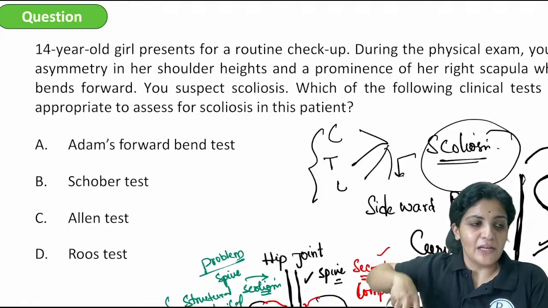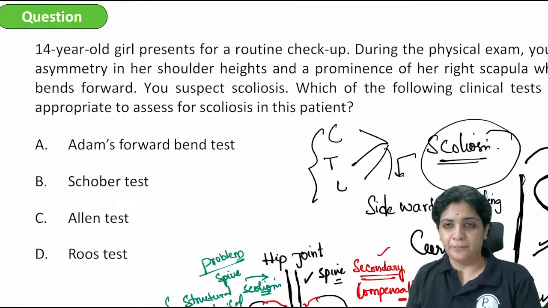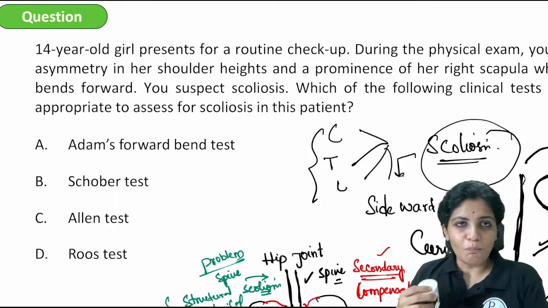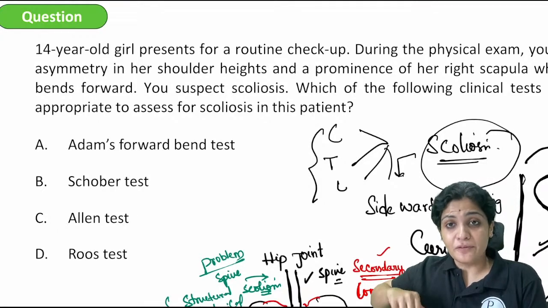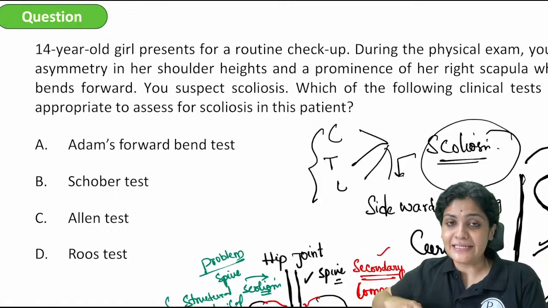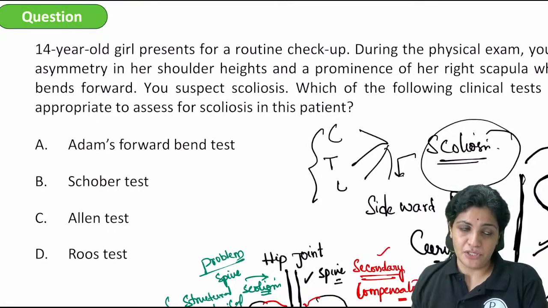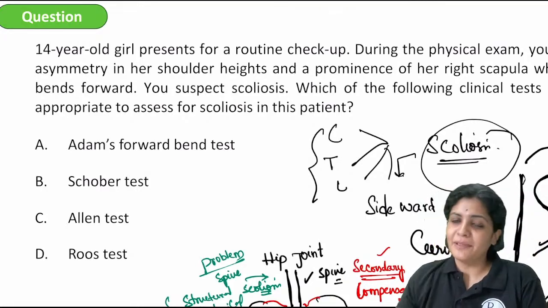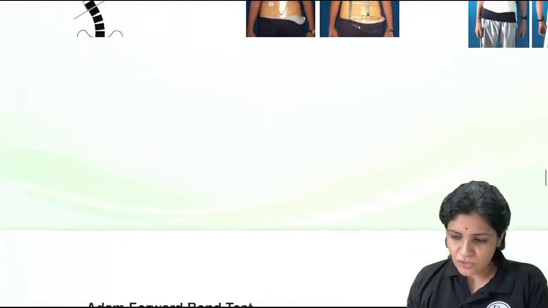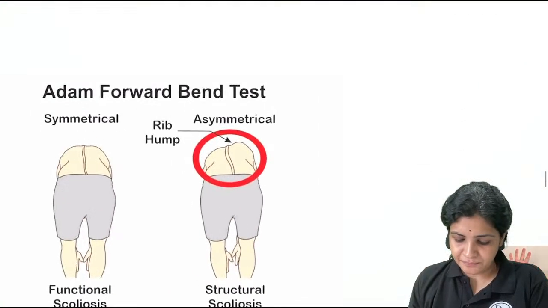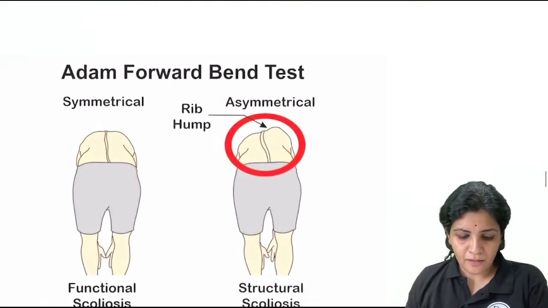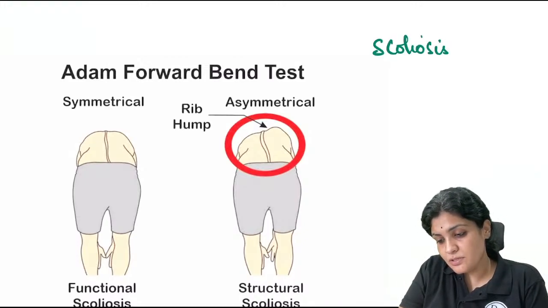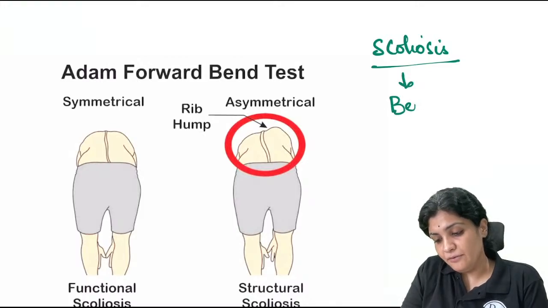So what will happen on this bending? On this bending, if the scoliosis is still present, then it is structural scoliosis or pathological scoliosis. On bending, if the scoliosis is absent, and you cannot see scoliosis on bending, that means it is a compensatory scoliosis. So this is what we do. This is called the bending. A person is having scoliosis. Now you ask them to bend.